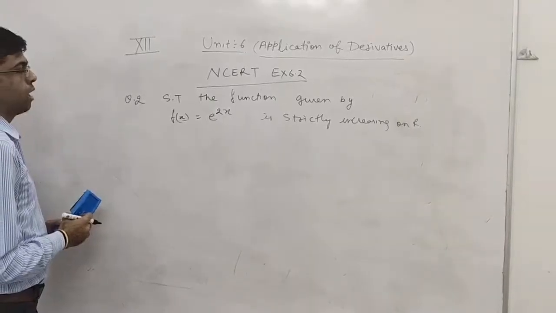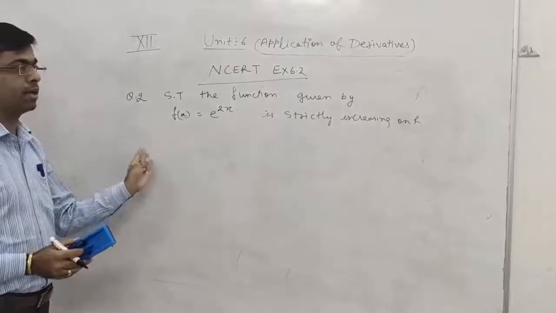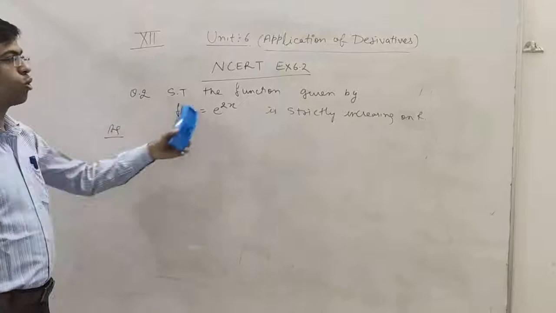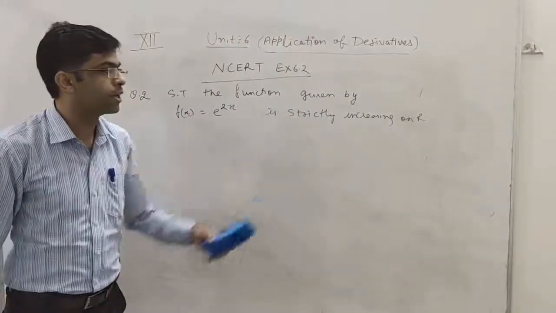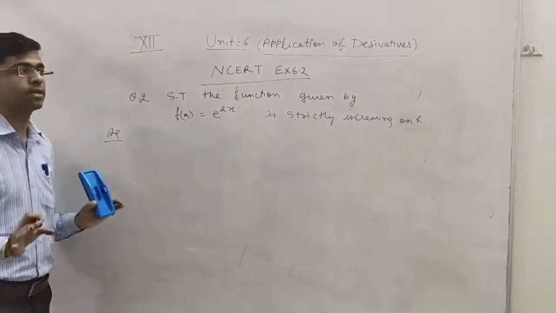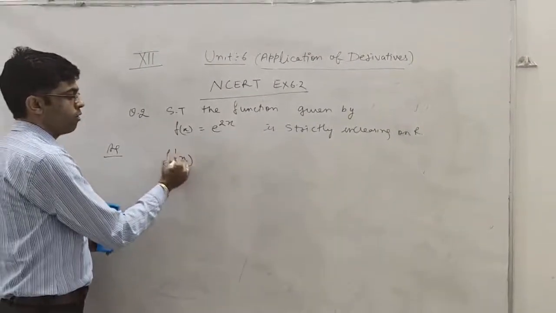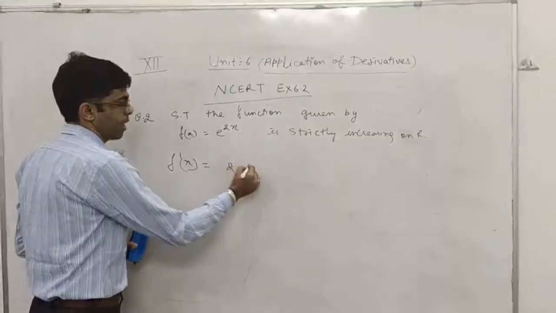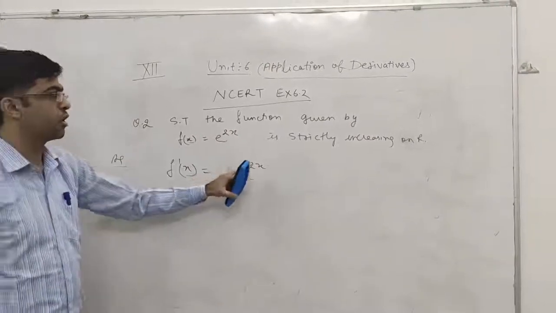Now NCERT exercise 6.2. The first question is the same as we had done earlier in the examples. Now see the second question. Show that the given function e raised to power 2x is strictly increasing on R, meaning all values of x, from minus infinity to infinity. First we find f dash x, which is 2 multiplied by e raised to power 2x.